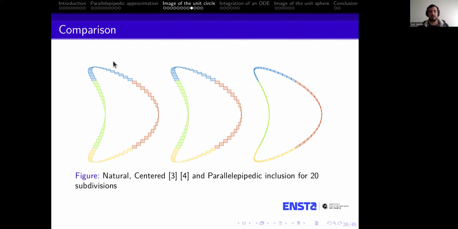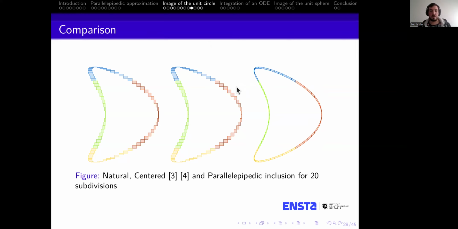If GI has a color, on the left we have the natural evaluation, in the middle the centered one, and on the right the parallelepipeds. For the centered evaluations, I didn't talk much about it because I don't necessarily have time, but I added two references if you want to take a look at it. And we can see that the parallelepipeds succeed in fitting well to the curve of the Hénon map.